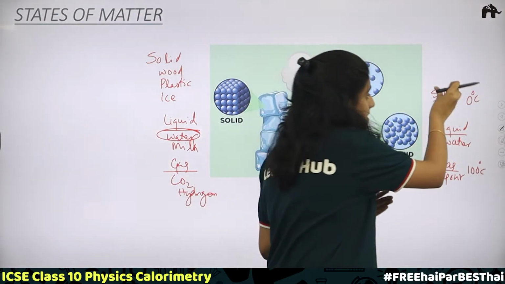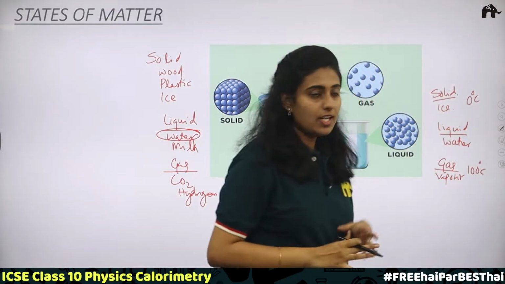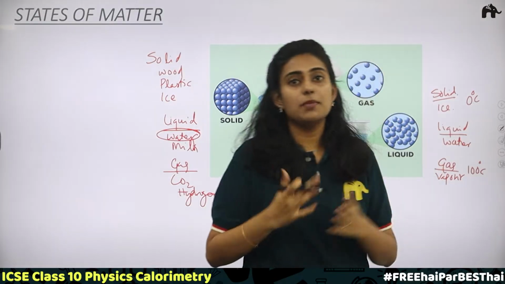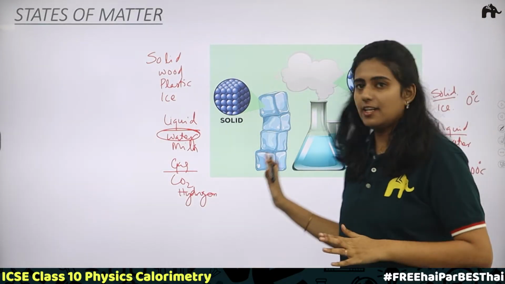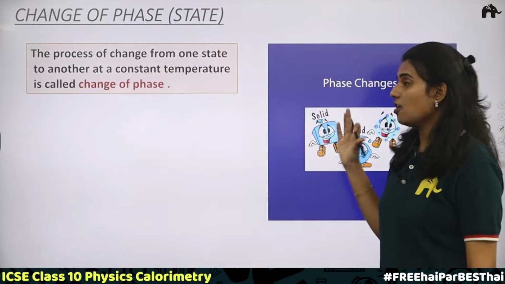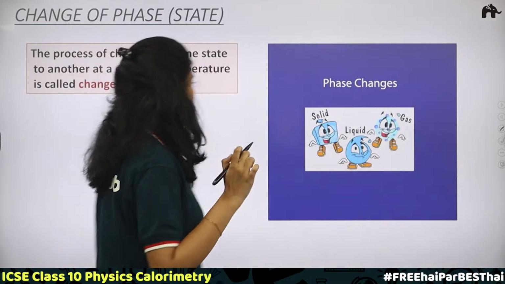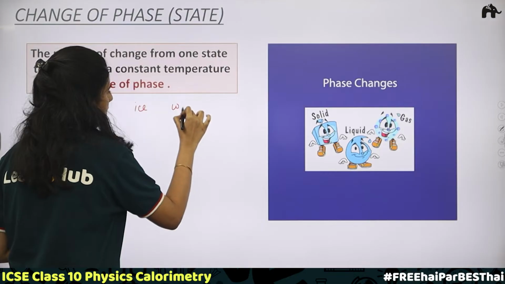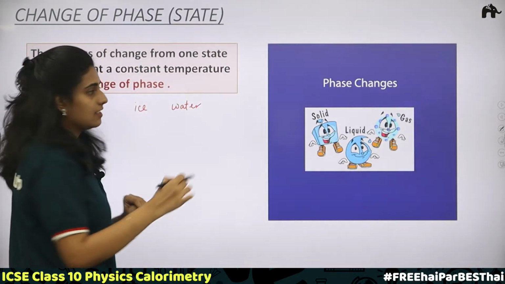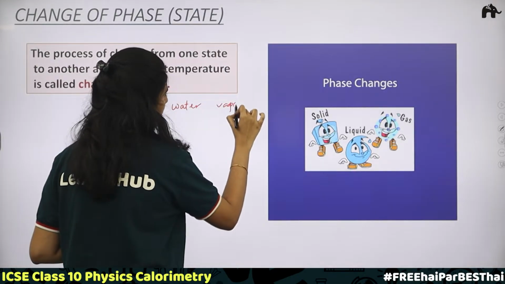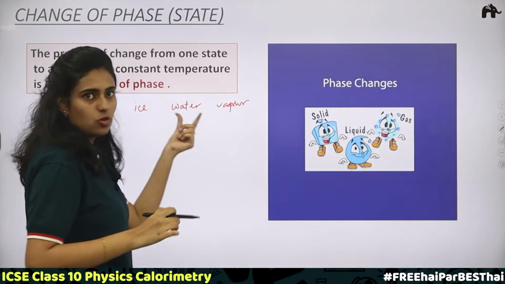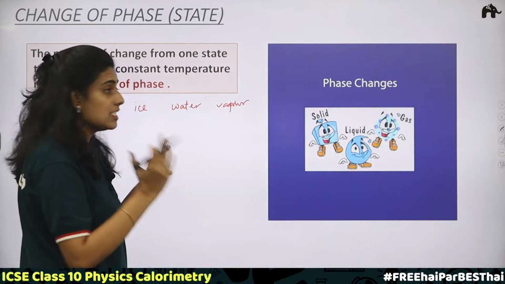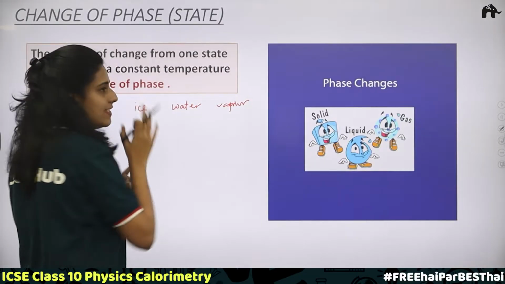That is, a solid can be converted to liquid, and liquid can be converted to gas. So states of matter can be changed. You understood what state of matter is? Change of phase or change of state. When we took the example of water, we had ice, water and vapor. Now, when you keep water inside the freezer of a fridge, what happens? It changes from the liquid state to a solid state.